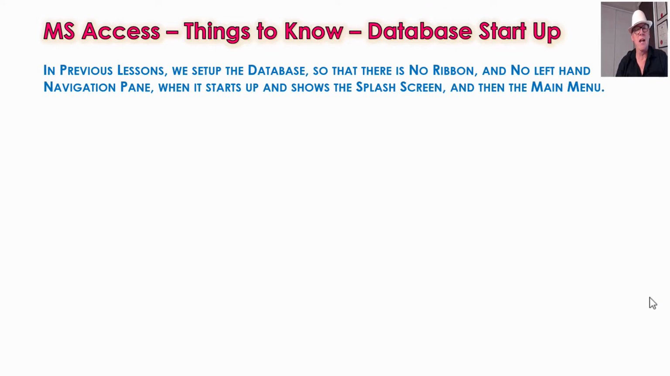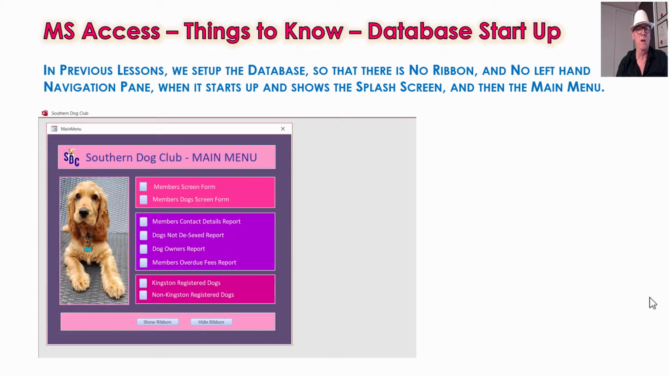Now, things you need to remember: in the previous lessons, we've set up this Dog Club database so there's no ribbon and there's no left navigation pane when it starts up. It'll show the splash screen first and then the main menu. So all you'll see is this, and you won't have your usual ribbon up at the top, and you will not have all of the components listed down here on the side.